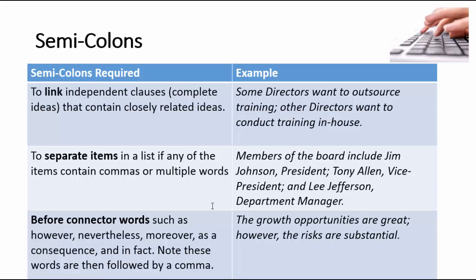If we're talking about connector words such as however or nevertheless or moreover, we can have the semicolon. So let's have a look. The growth opportunities are great, semicolon. However, comma, the risks are substantial. So we're creating that break in the sentence with a semicolon. Some people might choose to have a full stop, such as the growth opportunities are great, full stop. However, comma, the risks are substantial. But that would sound a bit choppy. That would be an example of a choppy sentence, which is not recommended. So it's good to use the semicolon there.